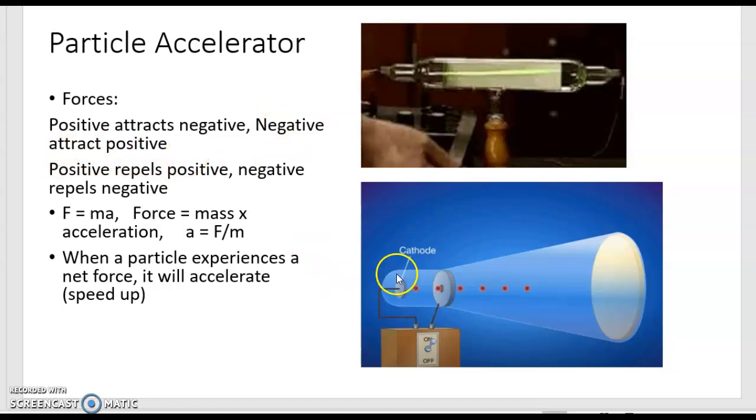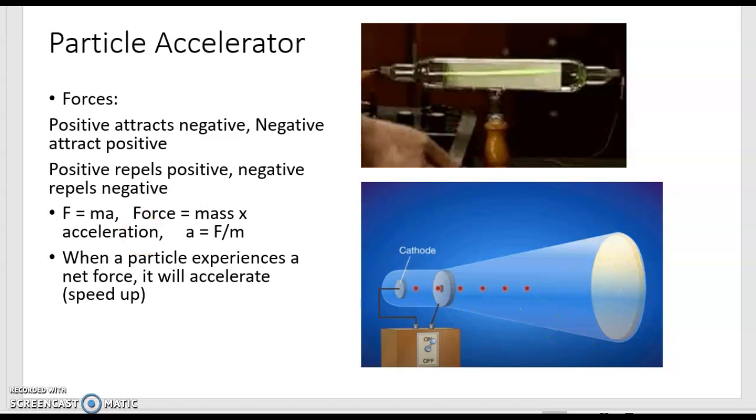So if we put negatively charged electrons over here and we put a positively charged plate over here, what's going to happen is some of the electrons will jump off because of that attractive force. And if we put just a little hole in the middle of this positively charged plate, some of these electrons will go through the plate and travel over and hit a screen over here. This is a cathode. This is basically how old television sets used to work.